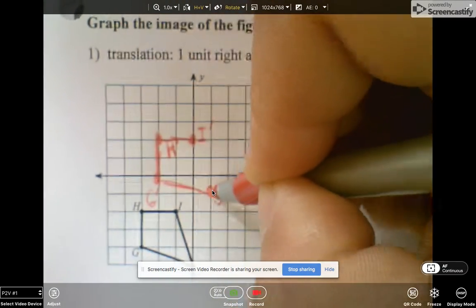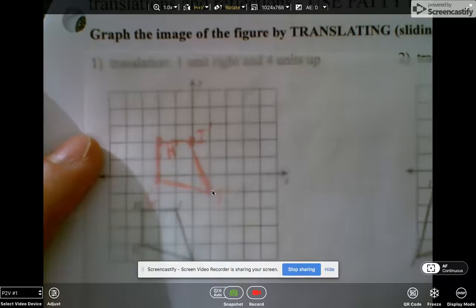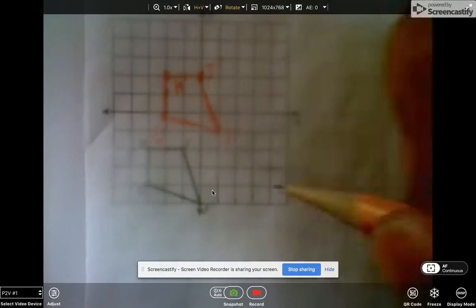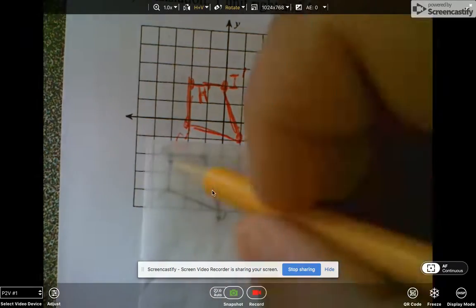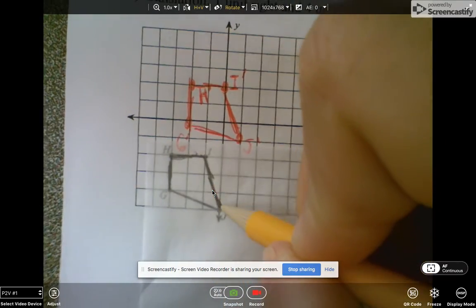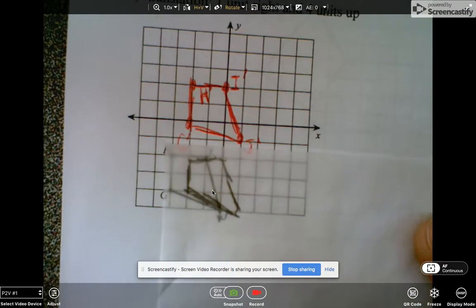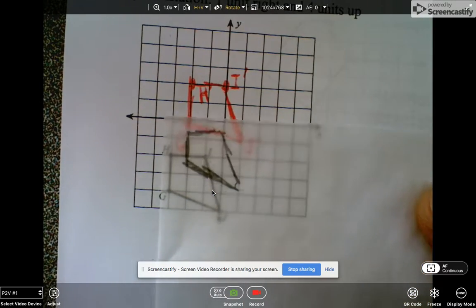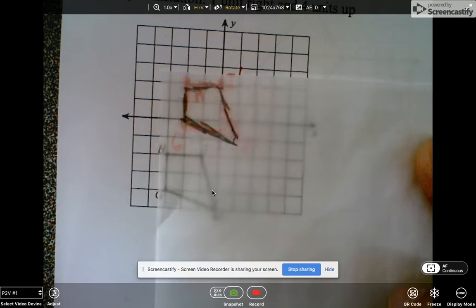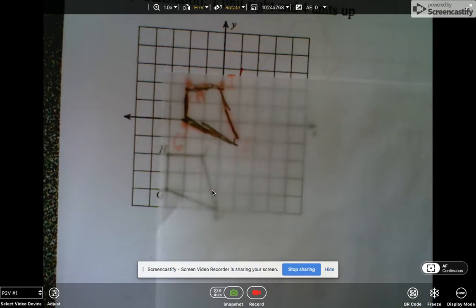You can use the patty paper to check your answer. So I'll grab a piece of patty paper, a pencil, and here I'm just going to take my figure and trace it, if you will. And then I can move it exactly the way the translation wants it to go. So 1 right and then 4 up. 1, 2, 3, 4, and it lands right where it should be. I'll pause and let you try number 2.